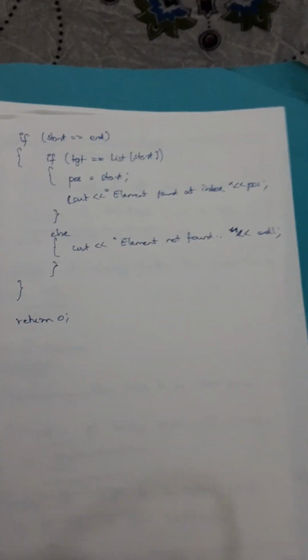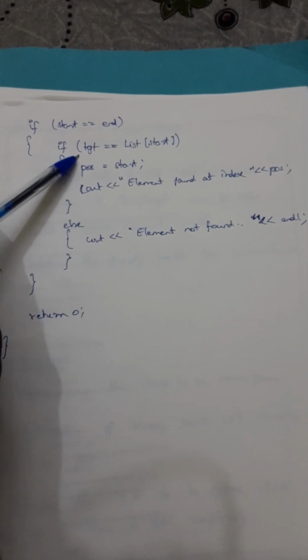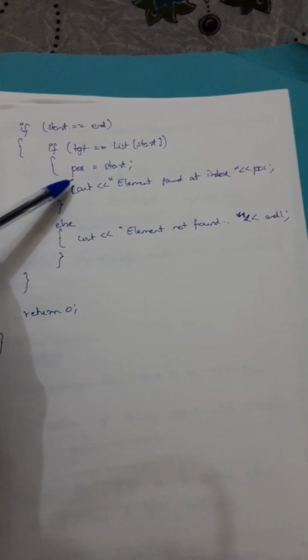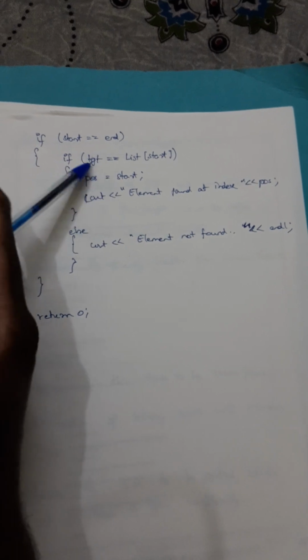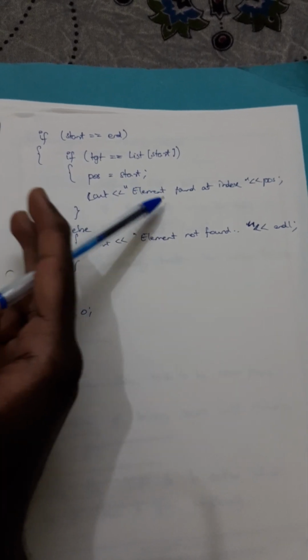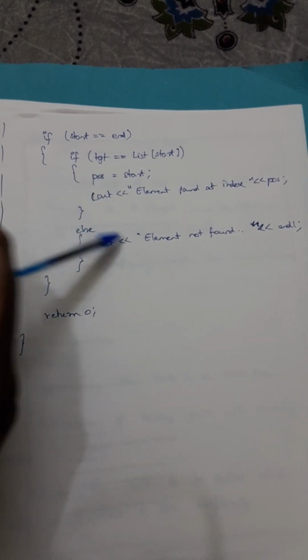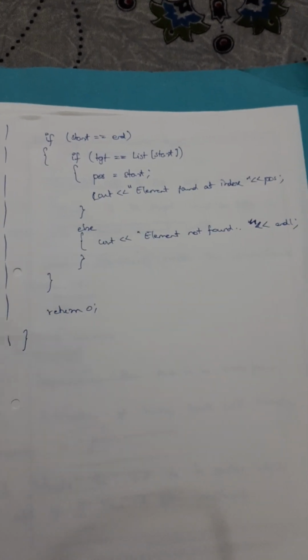So when start is equal to end, you just have the if target is equal to list of start, then position is equal to start if that is true, and then the element is found at that index. If this is not true, then the element is not found in the entire list, and that is the code.